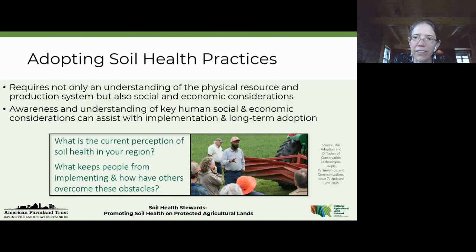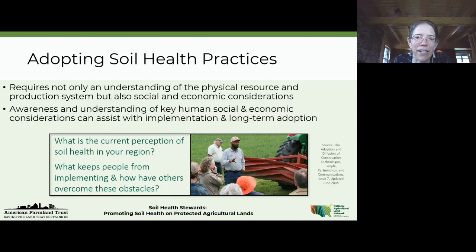Awareness and understanding isn't just about the logical understanding, right? There's a huge human component and there's a huge economic component. And so I want you to kind of think in the back of your heads about how you currently perceive it in your area, right? What is the current perception of soil health in your region? And what is it that's keeping people in your area from implementing these practices? If you know, we'd love to know whether you even know that about your region or not.